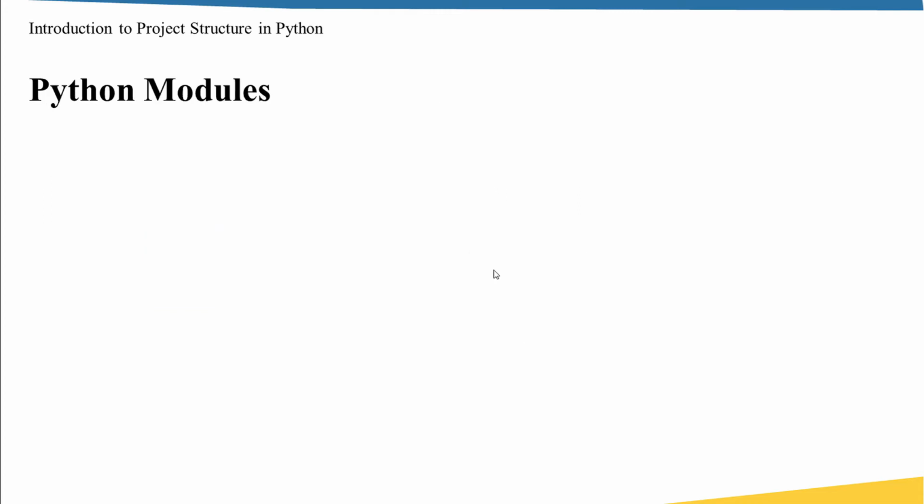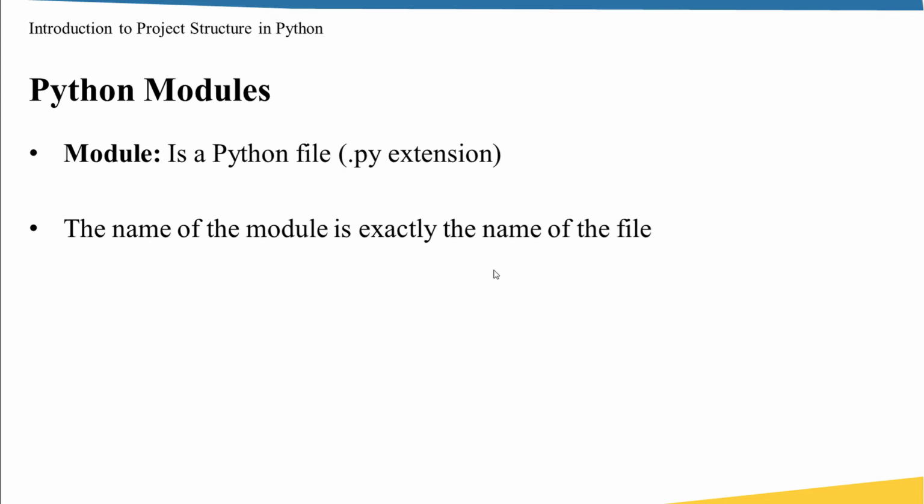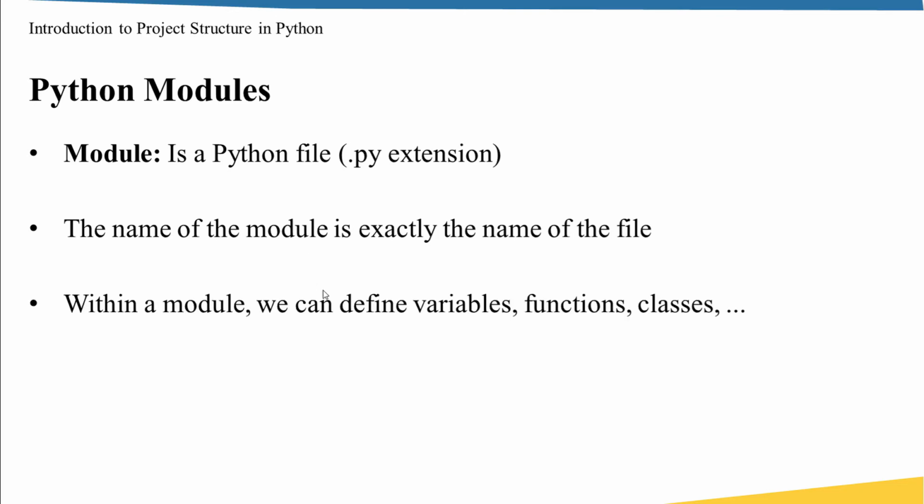So after we see this, let's give a formal definition for Python modules. A module is simply a Python file with a .py extension, and the name of the module is exactly the name of the file. So in my previous example, everything before .py is the name of the module. Usually, once we create a module, we start to define our variables, classes, functions, and so on. Examples of modules we have seen before are the math module, the random module, and so on.